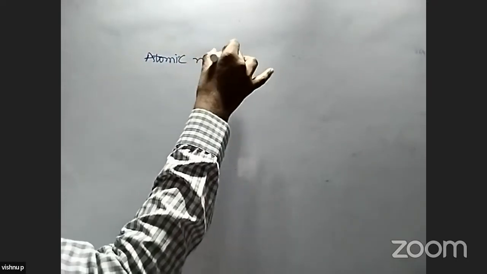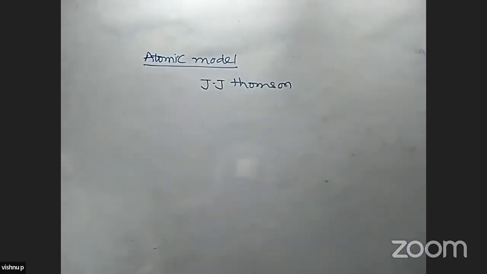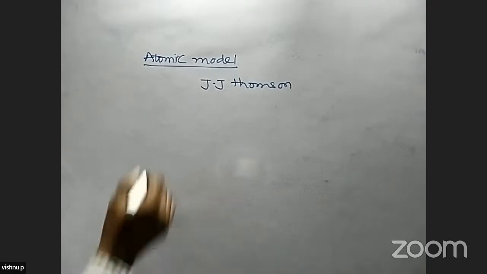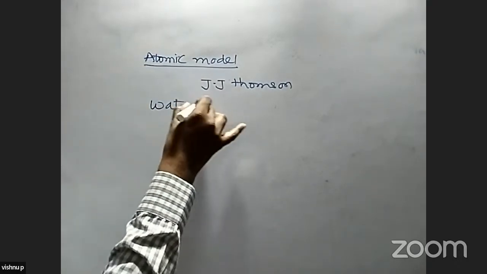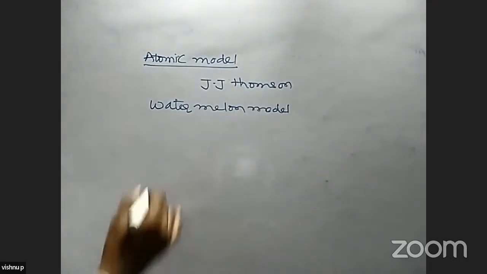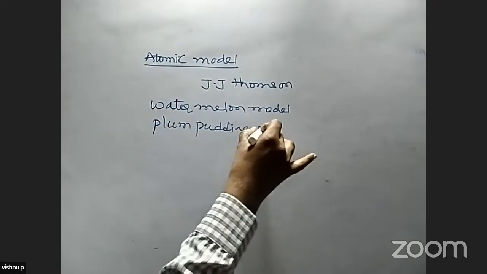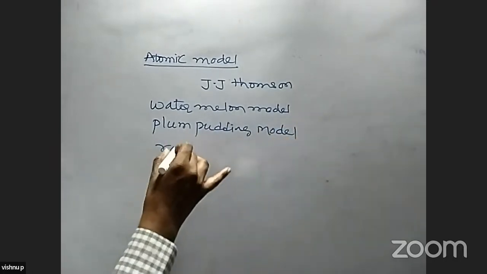And next, after the discovery of these fundamental particles, atomic models are proposed. The first atomic model, which explains the arrangement of these fundamental particles in an atom, was proposed by J. J. Thomson, and this atomic model is also called the watermelon model, or the plum pudding model, or the raisin pudding model.